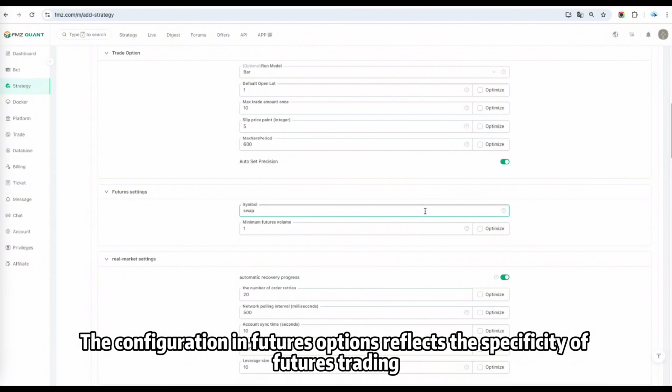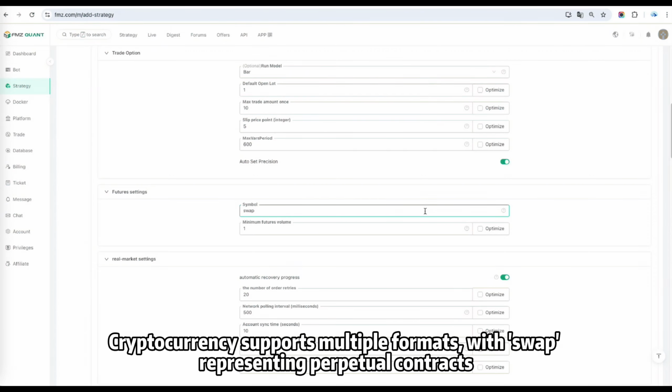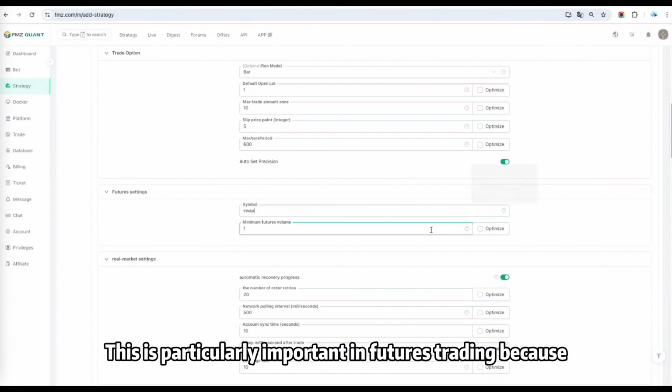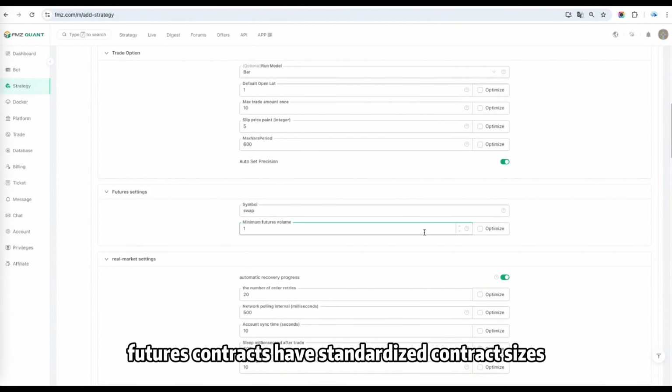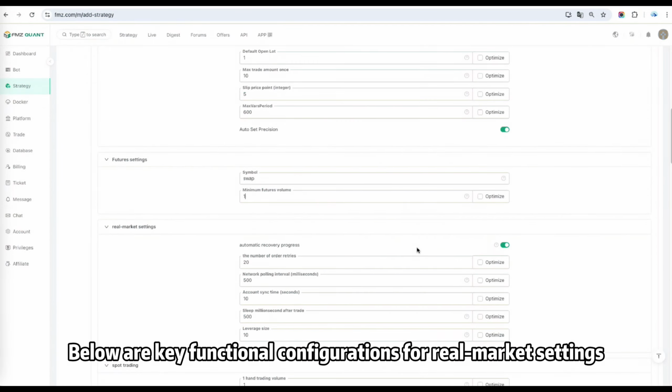The configuration in futures options reflects the specificity of futures trading. Symbol is mandatory for futures trading. Cryptocurrency supports multiple formats, with swap representing perpetual contracts. Minimum futures volume ensures trading volumes comply with exchange minimum unit requirements. This is particularly important in futures trading because futures contracts have standardized contract sizes. Below are key functional configurations for real market settings.